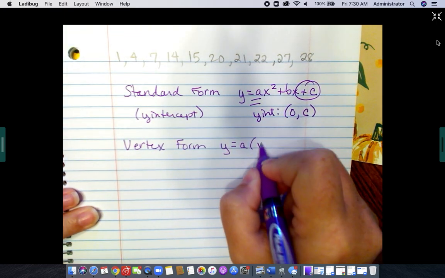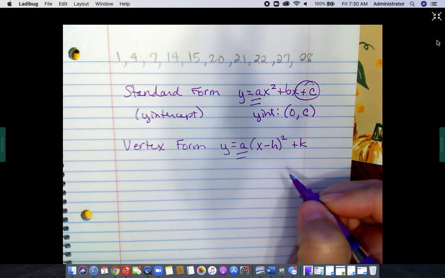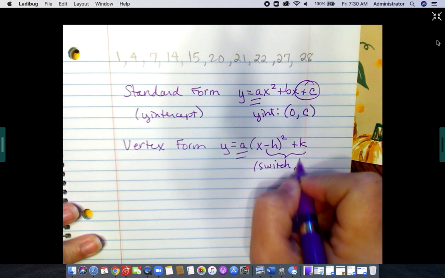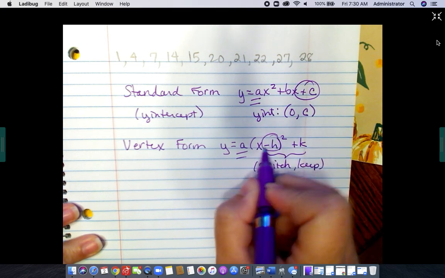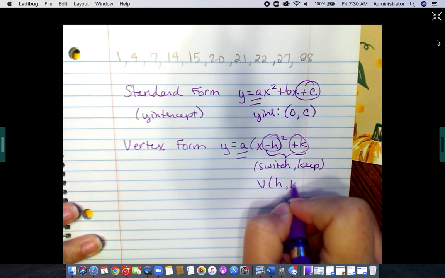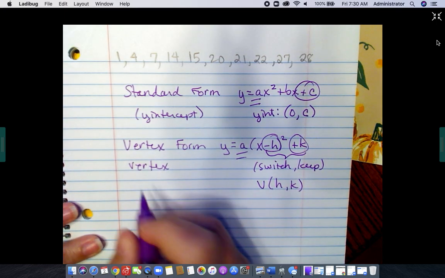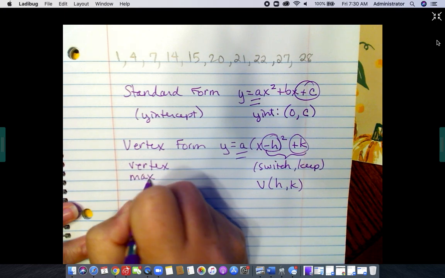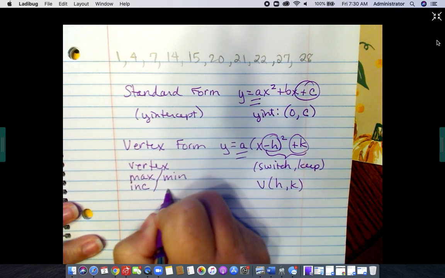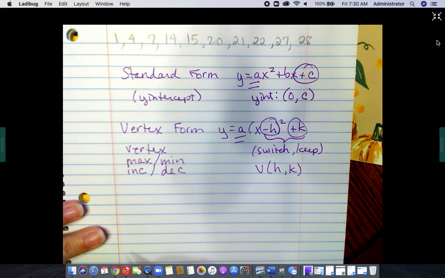Vertex form is a times the quantity x minus h squared plus k, where again, a, if positive, opens up, negative opens down. But we want you to remember to switch, keep, as in switch the sign of this number you see and keep the sign of this number, but your vertex is the ordered pair (h, k). So if they specifically state find the vertex, or what form would you use to find the vertex or the max or the min value, or where is the graph increasing or where is the graph decreasing, then you're going to use vertex form.